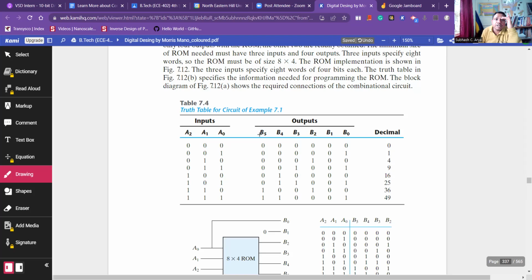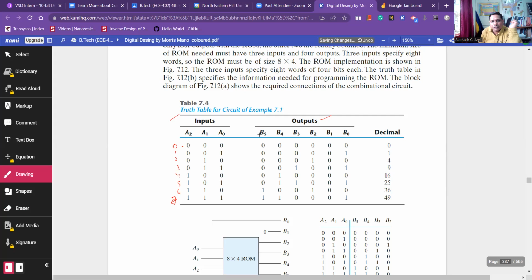So this is the truth table. Let us see. Input is 3-bit, A0, A1, A2. We can write the numbers straightforwardly from 0, 0, 0 to 1, 1, 1. So that is 0 and that is 7. We can write here 1, 2, 3, 4, 5, 6, and 7. And as per the statement of the problem, the output is the square of the input. So these are the outputs.